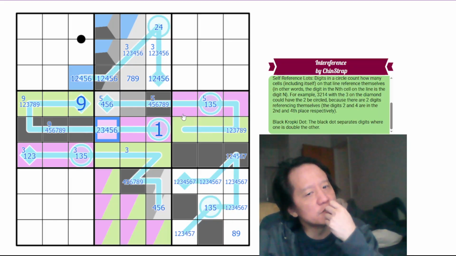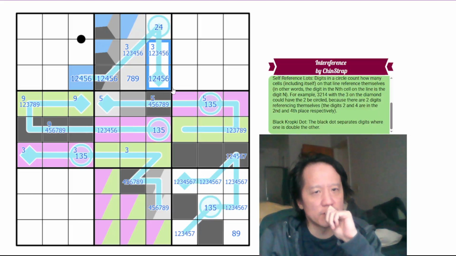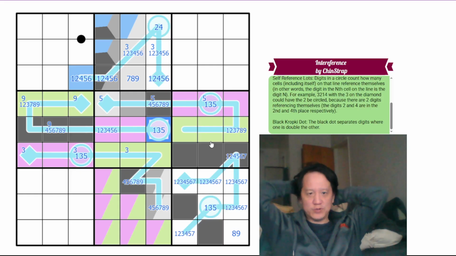That means... Oh, that's interesting. If this is 1, then this has to be a 2, I believe, right? Because 1 can no longer be here. It cannot be self-referencing itself. It must be referencing another digit, but can't reference 3. So this is only 2 digits, which could be self-referencing then here. Okay. That seems reasonable.